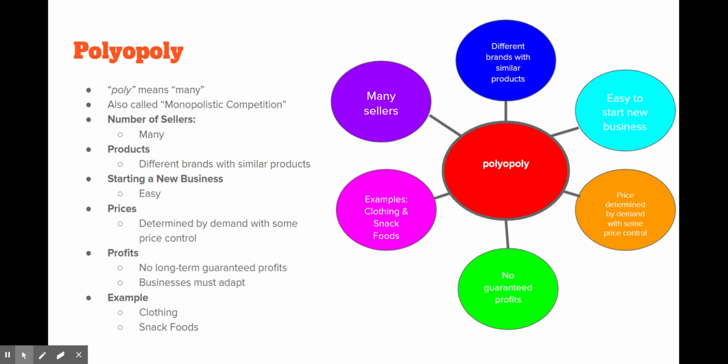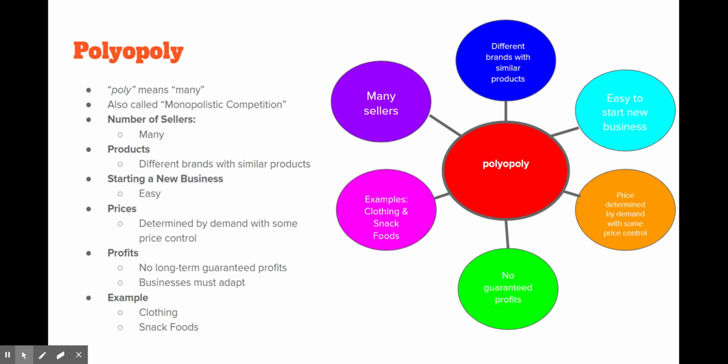So one of the things that came to mind immediately was soda. You've got Pepsi, Coke, Dr. Pepper, all the different kinds that are made by grocery stores and things like that. So roughly the same product, slight different tweaks. Everyone's competing. Price is determined by demand with some minimal price control.